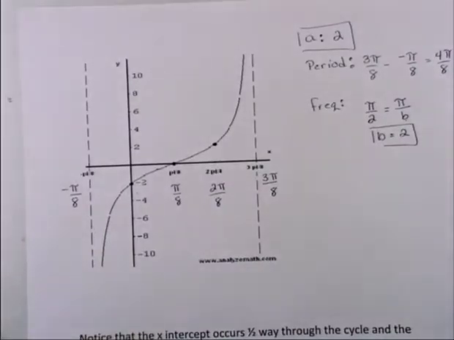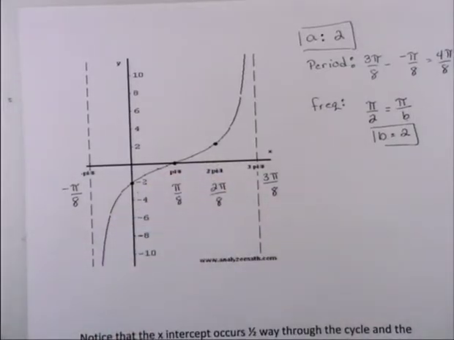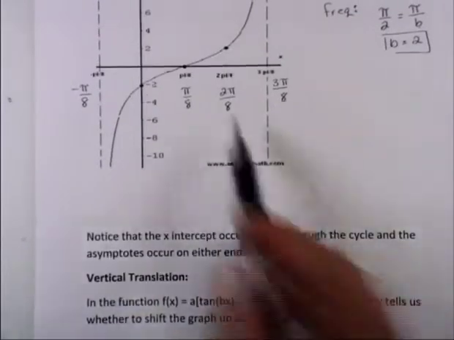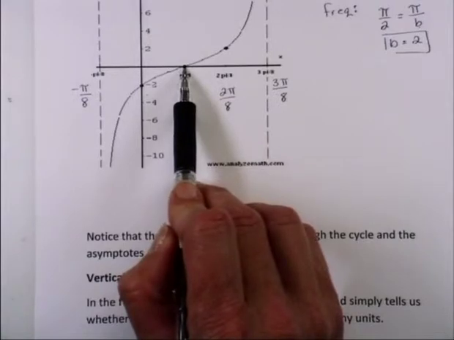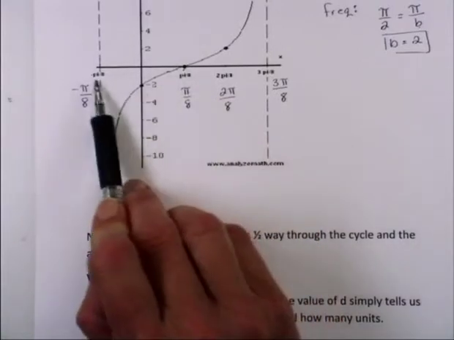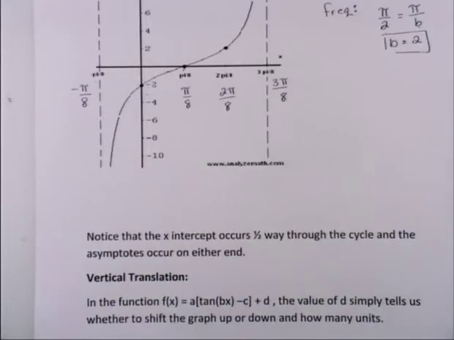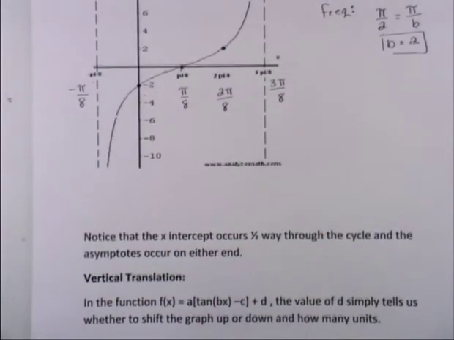All right, let's talk about a couple other things that we've had to find before for our sine and cosine function, and then we'll come back and revisit this guy in just a minute. One thing I wanted you to notice too, again, pointing out about this tangent function is, notice that your x-intercept occurs halfway through the cycle, and on either end of it are going to be your asymptotes. Keep that in mind as we go along.